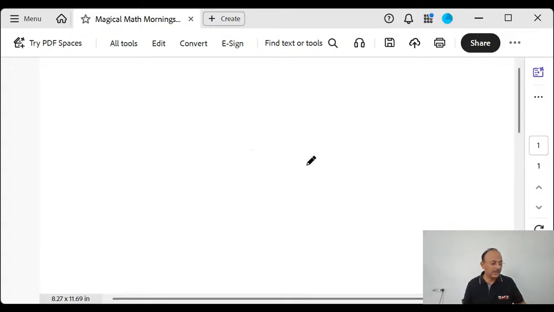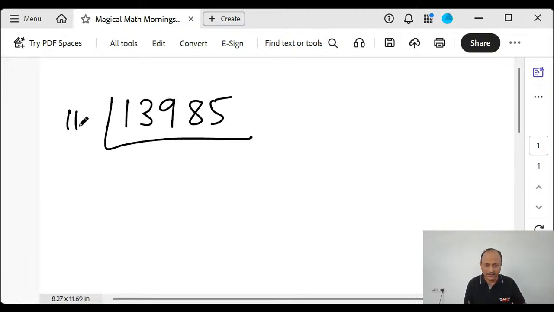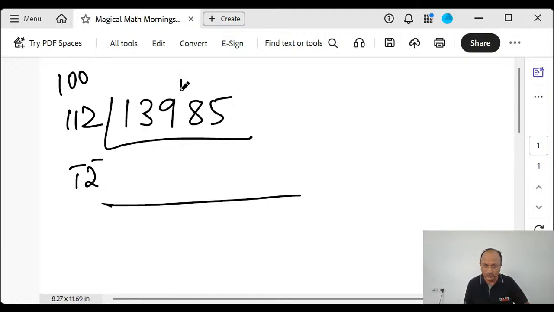Okay, let's take this number. Suppose I want to divide 13985 by 112. Observe this carefully. This one, the complement is 1 bar and 2 bar. Correct? No, that is a negative number. So let's start this. And the nearest base is 100. Correct? No, therefore we leave two places for the remainder and then we'll continue.